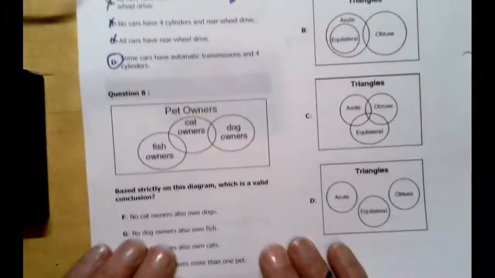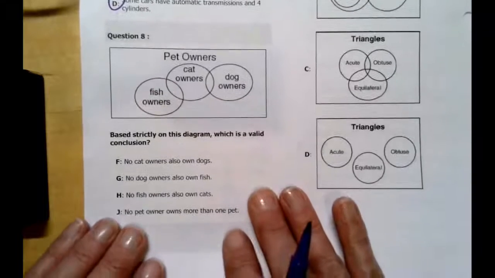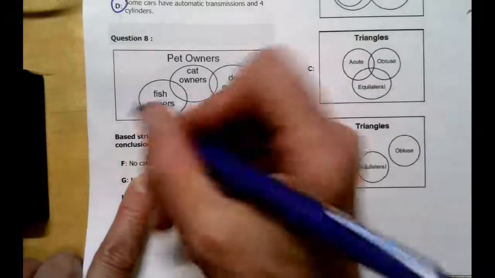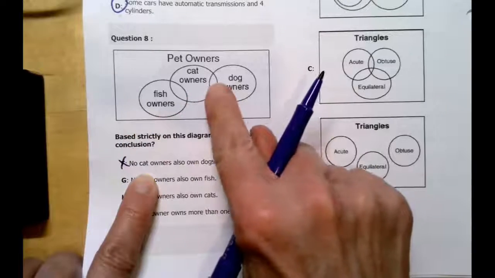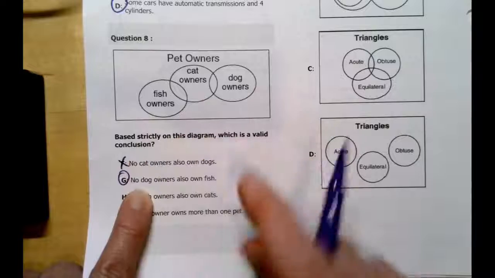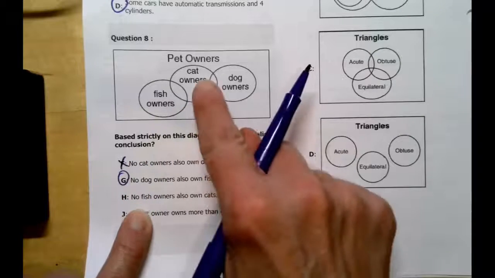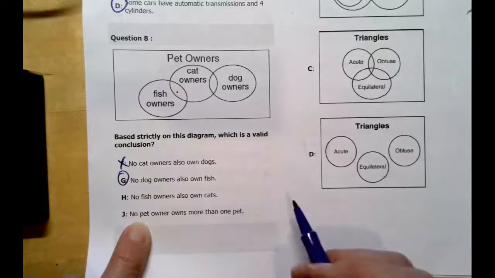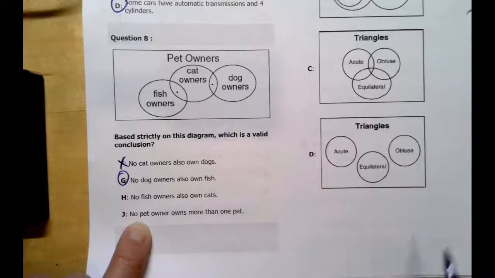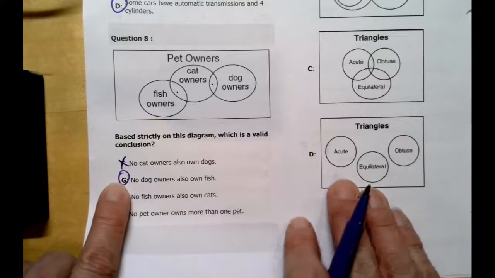All right, let's talk about our pets again. Cats and dogs and fish. Which is a valid conclusion? No cat owners own dogs. These people do. No dog owners own fish. That so far is true. No fish owners own cats. These people do. No pet owners own more than one pet. Everybody inside of these bubbles does. So we're sticking with G.